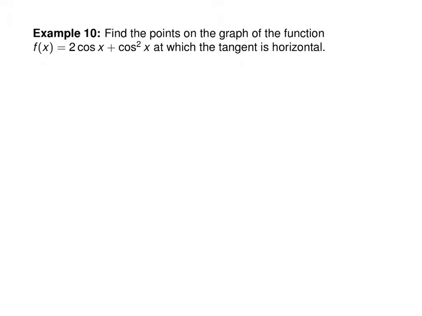All right, find the points where the tangent is horizontal. So what do you have to find to figure out where the tangent is horizontal? Start with the slope is 0, yep. And to take this derivative, you have to use the chain rule, because that's cosine of x to the second power. So what's the derivative of the 2 cosine x? Negative 2 sine x.